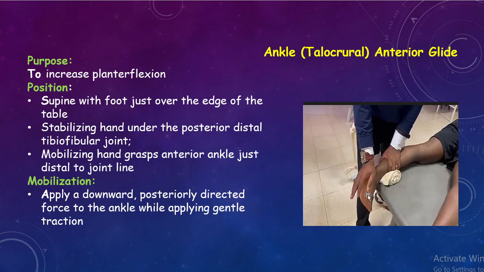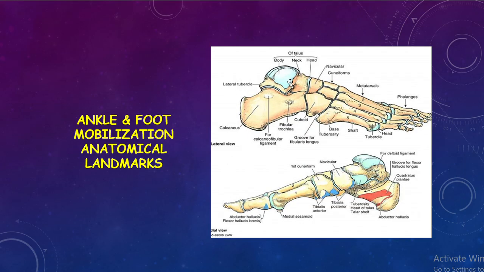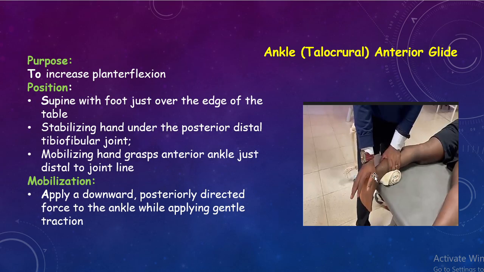Anteriorly directed movement in the ankle joint is dorsiflexion, but because the talus bone itself is convex in shape, the convex rule is applicable here. Even though anteriorly directed movement should be dorsiflexion, at the end of this maneuver the patient is going to increase in plantar flexion because of the convex rule.